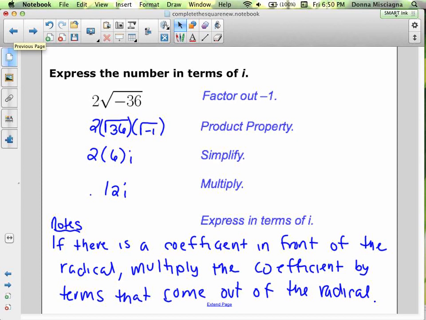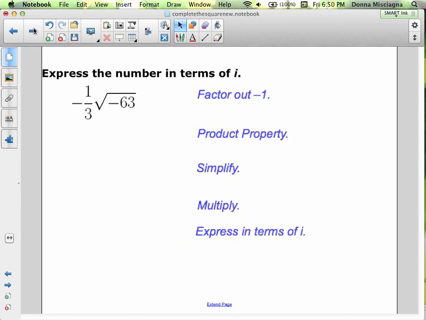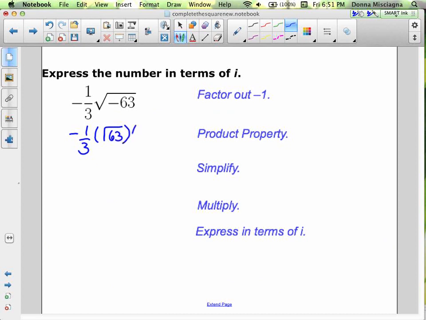Let's look at one more. So we have negative 1/3 times the square root of negative 63. Let's use the product rule, and we will split this into 2 radicals. So we have the square root of 63 times the square root of negative 1. 63 is not a perfect square. We can divide that into 9 and 7. 7 is a prime number, so that's it. 9 is not, and that would be 3 and 3. So we have a pair of 3s. One 3 comes out, one 3 goes away.